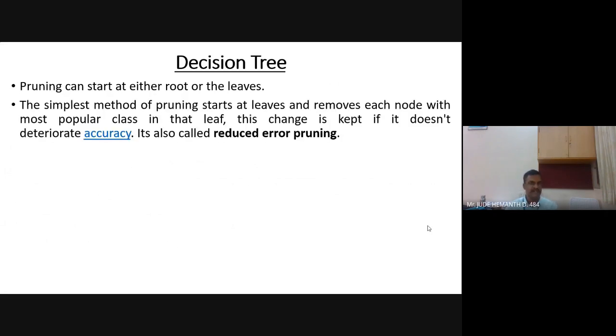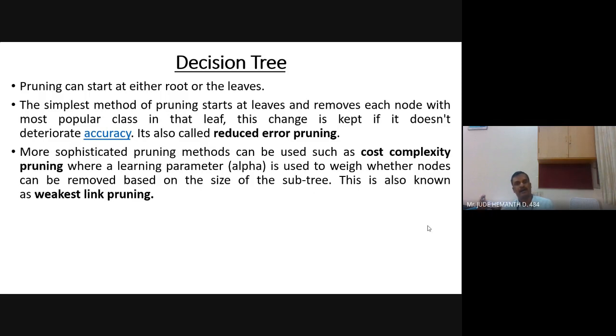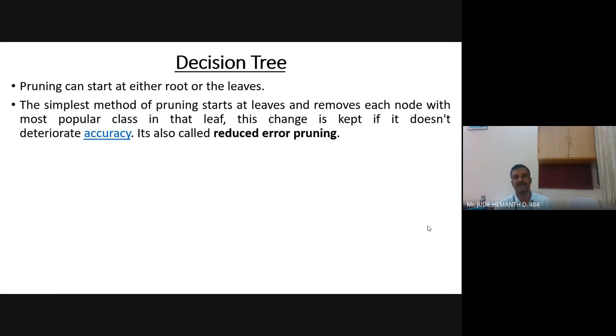Pruning can start at either the root or the leaves. You can cut from the main root, or you can choose an internal node and find out whether that leaf is necessary or not. You can cut in that way. If you go for cutting the leaves and removing each one, then we call it reduced error pruning. And for cutting the leaves, again we have some advanced methods which we call cost complexity pruning. So if you are a beginner, I will advise you to go for reduced error pruning.